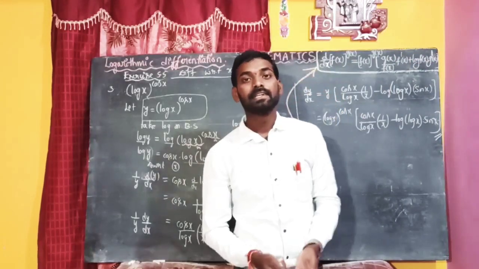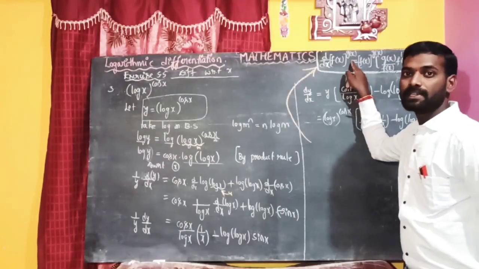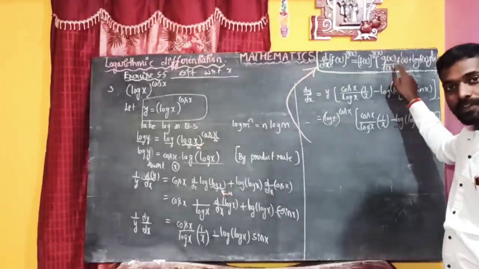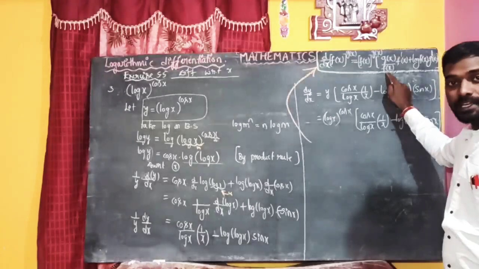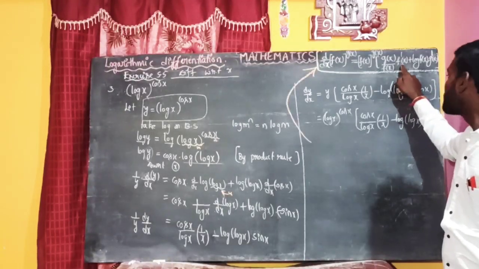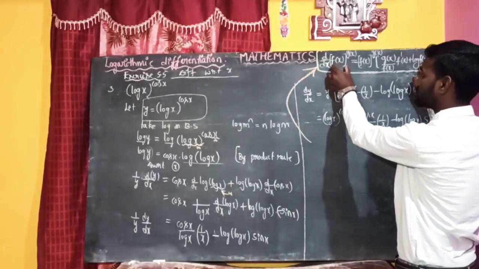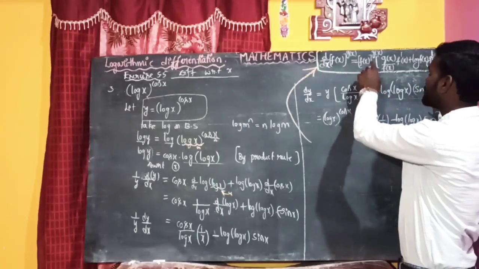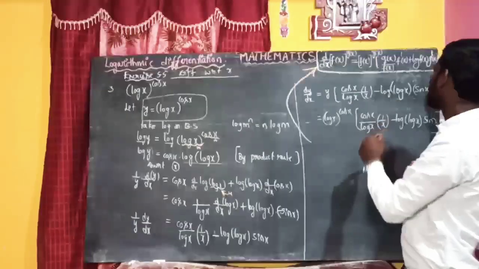That is, d by dx of f of x whole power g of x can be written as f of x whole power g of x into g of x by f of x into f dash of x, the denominator derivative, plus log f of x, log of the inner function, into g dash of x, the derivative of the power g of x.